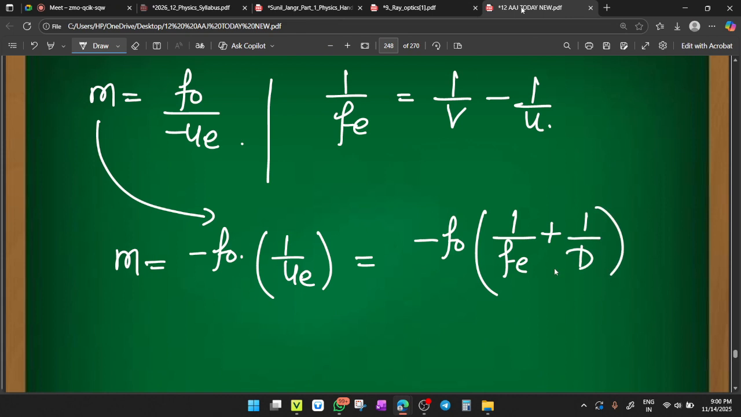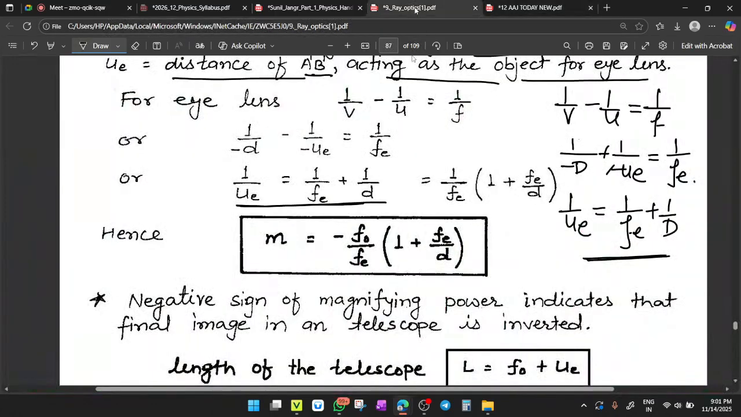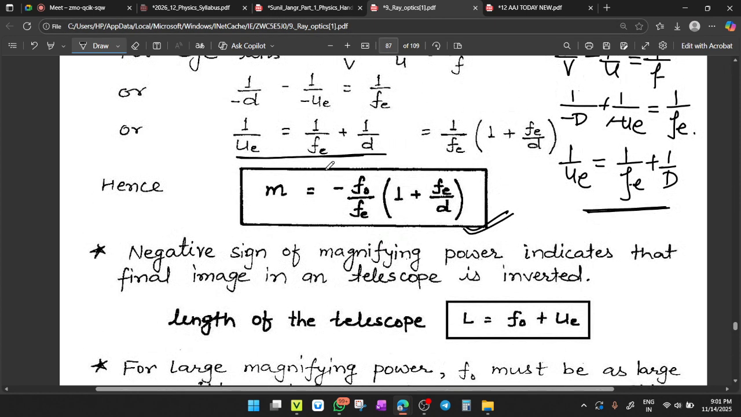If you take FE from the denominator as common, M equals minus FO, take common 1 upon FE. So it will become 1 divided by 1, so equals 1. But you have taken FE common, so make the numerator FE upon D. So this equals, final derivation, minus FO upon FE times 1 plus FE by D. Clear? Minus FO by FE.